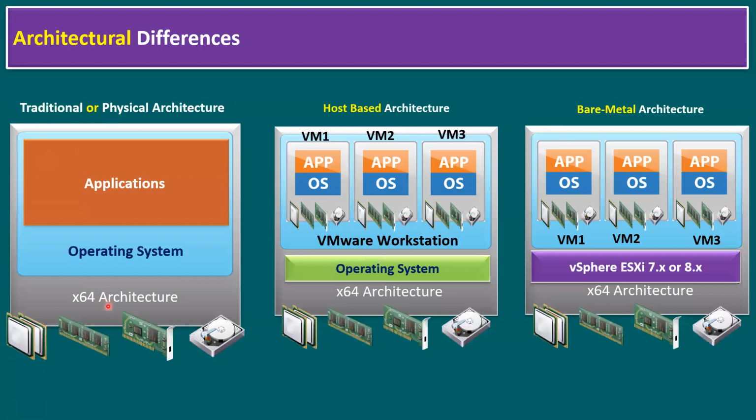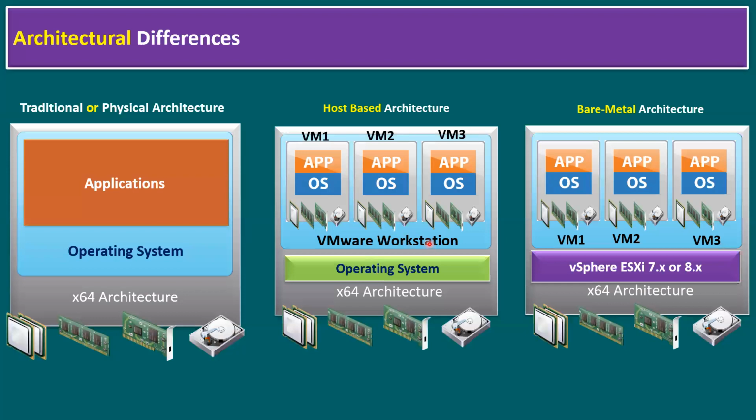Traditional architecture means within our x64 or x86 architecture, we have a CPU, memory, network interface card, and disk. On top we can install the operating system, and above that we can run the applications. This is the traditional architecture. Host based architecture means we have x64 architecture, we install the operating system, and on top we can install VMware Workstation software. This is one of the virtualization software, a host based virtualization software, VMware Workstation.